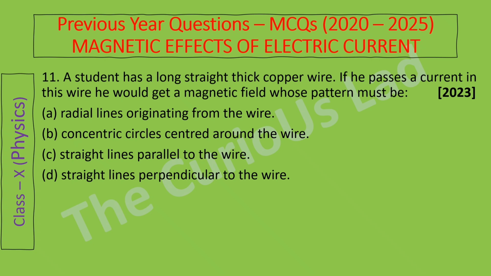Next question. A student has a long, straight, thick copper wire. If he passes a current in this wire, he would get a magnetic field whose pattern must be option A, radial lines originating from the wire, option B, concentric circles centered around the wire, option C, straight lines parallel to the wire, or option D, straight lines perpendicular to the wire. And the correct answer is option B, concentric circles centered around the wire.